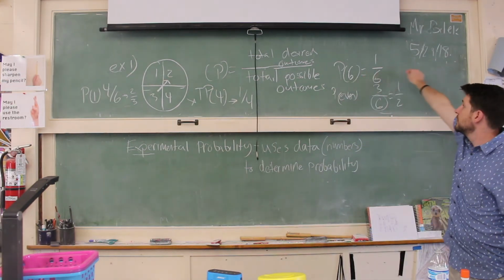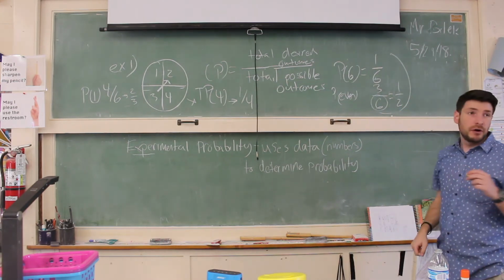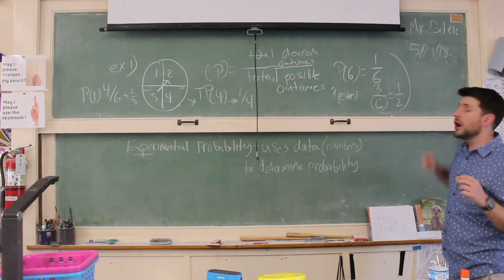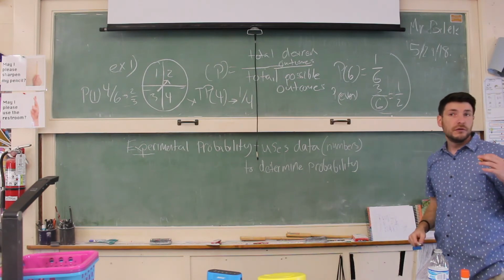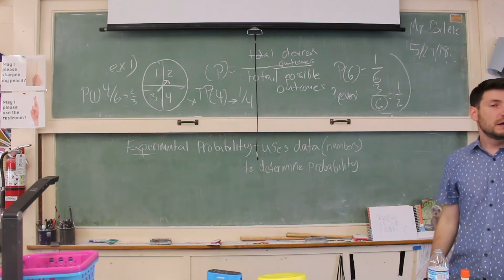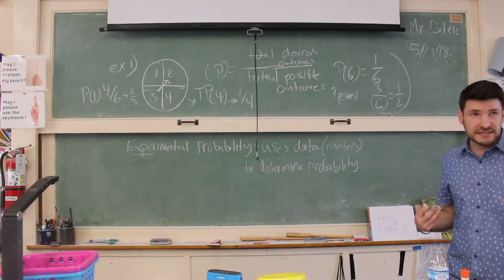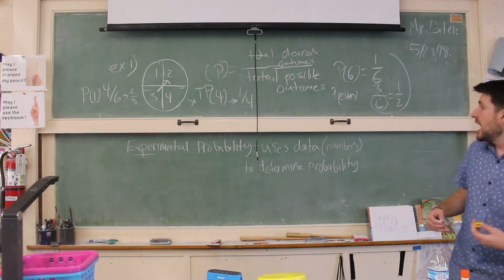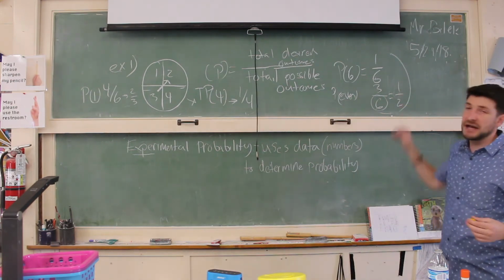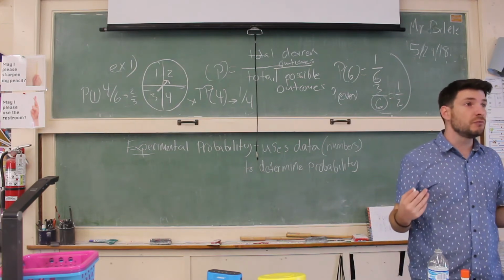Let's go back to this problem. The probability of me rolling an even number is 1 over 2, 3 out of 6. So if I roll this die 6 times, or 10 times, or 50 times, I should get an even number that matches the ratio 1 to 2. Let's find out and roll it 10 times.